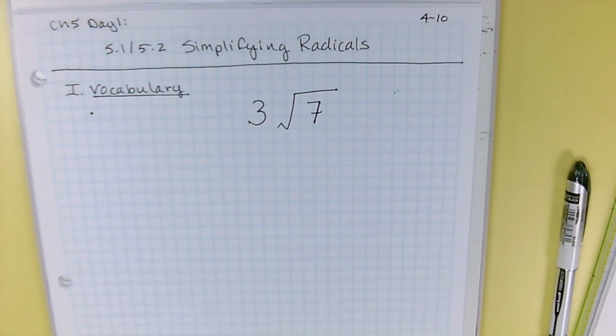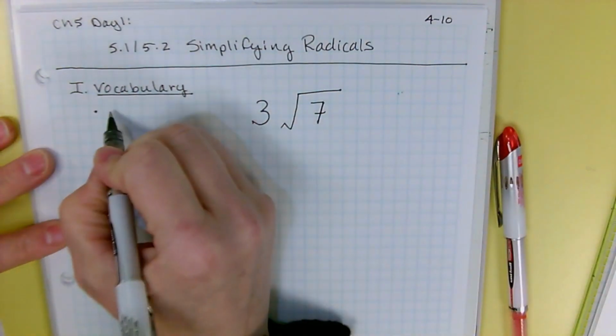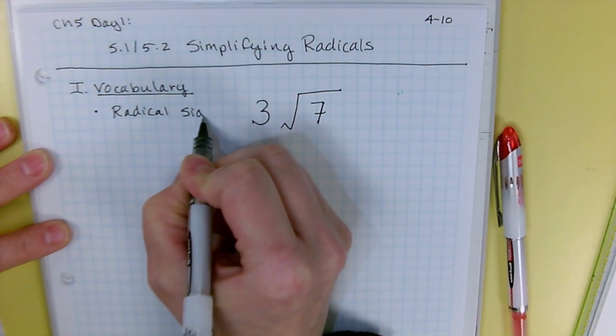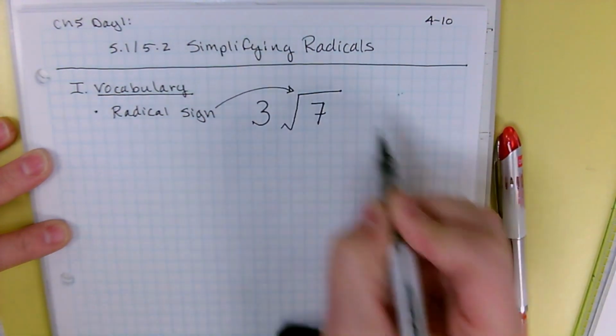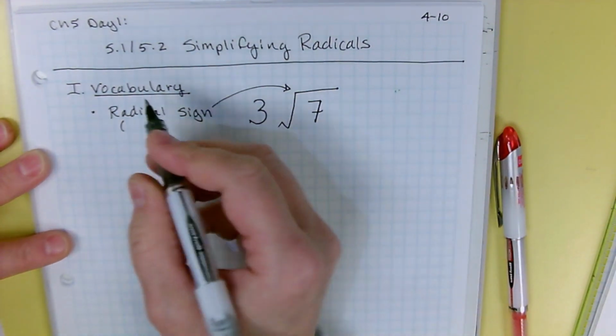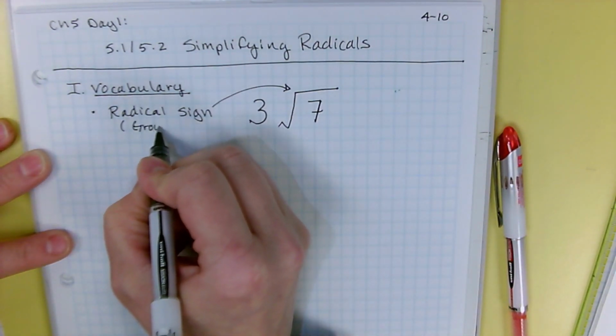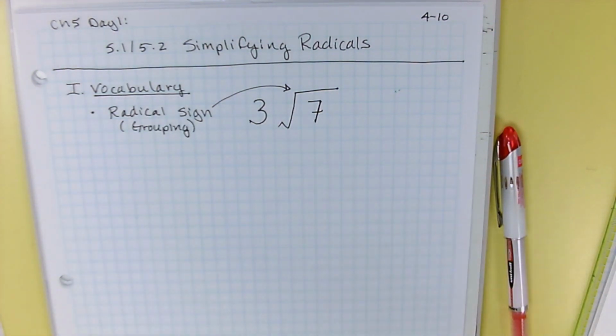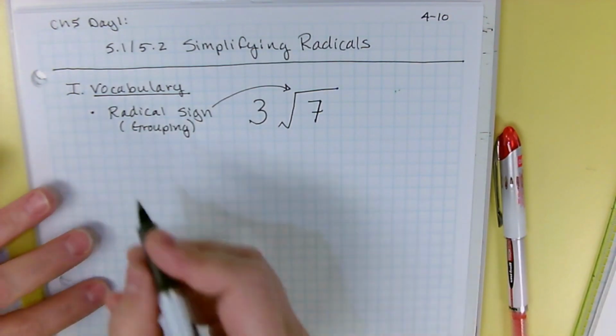Okay, so most people know that the radical itself refers to the sign. So the actual radical symbol itself. You might not remember, though, that a radical symbol is a grouping symbol, which means you have to go inside the radical when you're following order of operations, just like you'd go inside parentheses. So you do that first.